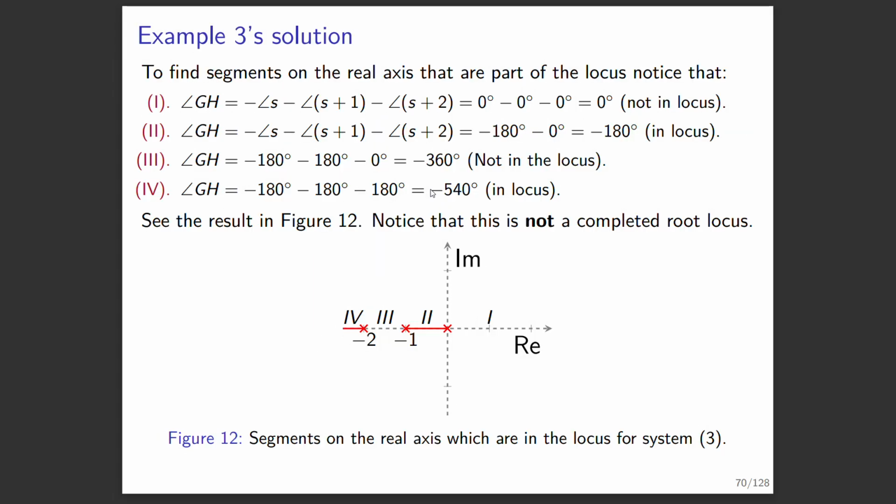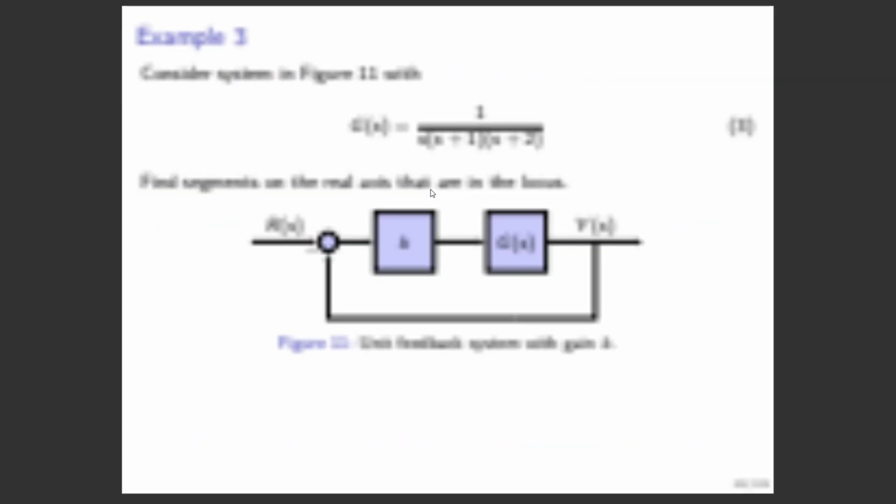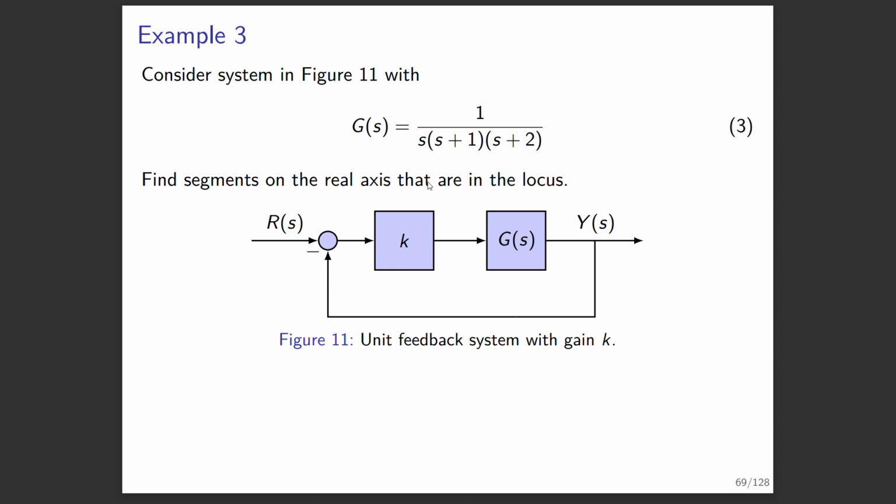So what I do is to find the poles of G times this block. So this is K times G. So I'm going to have K divided by S times S plus 1 times S plus 2, right? What are the poles of that? 0, negative 1, negative 2.